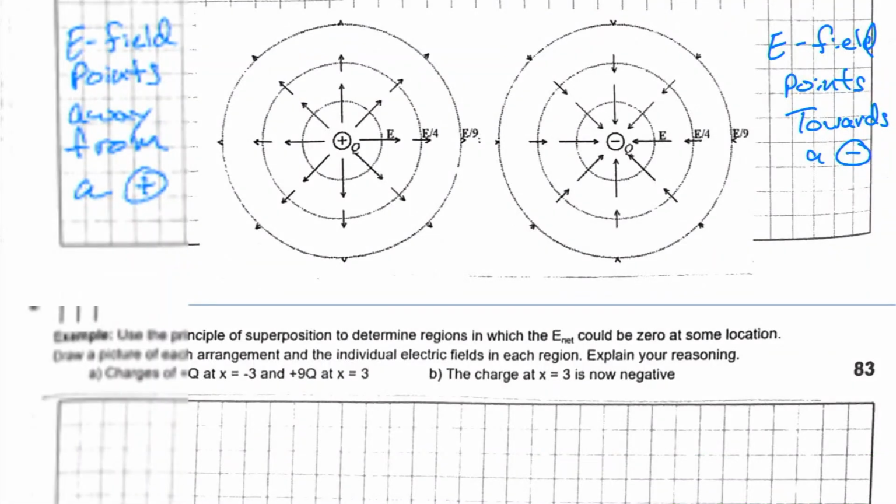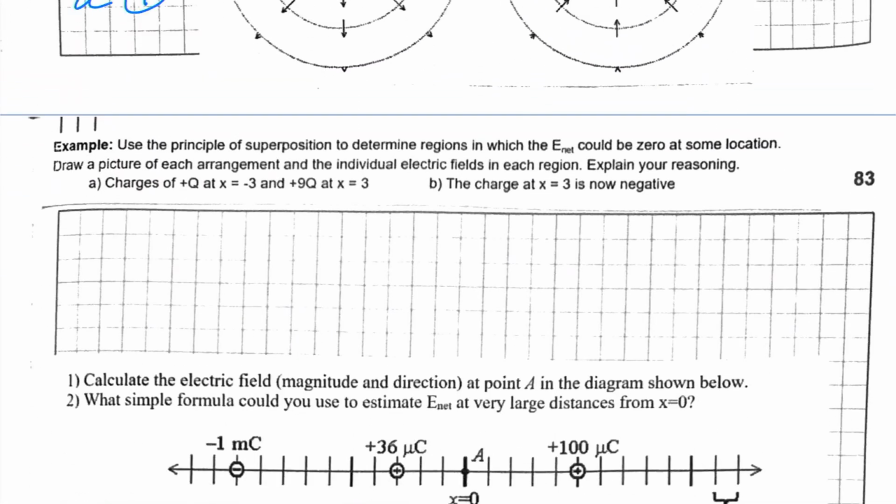All right, on to the next page. We got an example that we're going to look at. We're going to use the principle of superposition. Superposition means that the net effect is equal to the sum of the individuals. Right? So we can add up the individual electric fields to find the net electric field. That's the idea of superposition.